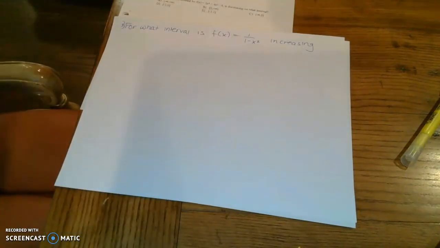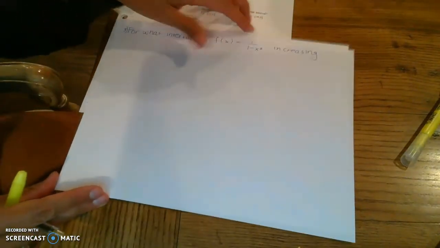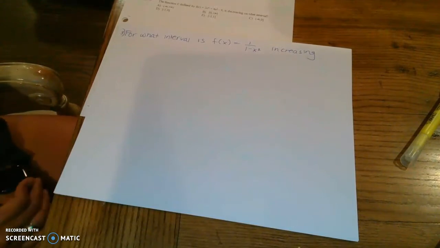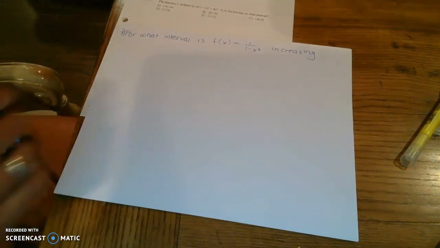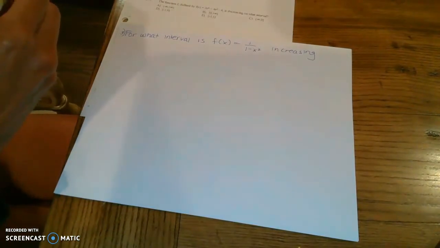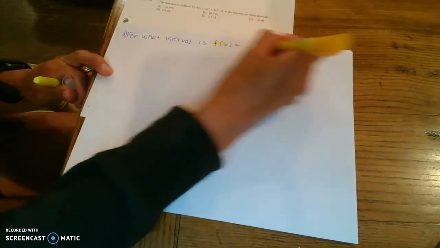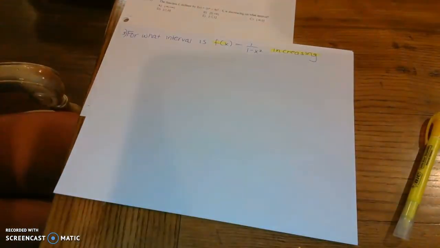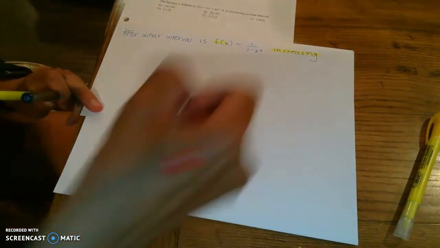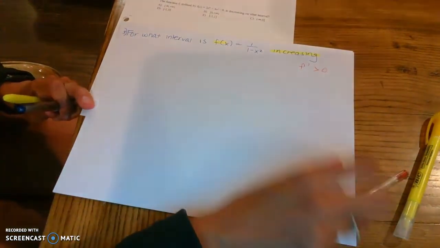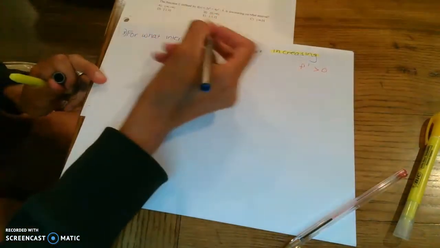Honestly, you could always be trying these ahead of time and then just pressing play and seeing if we match up. Okay, so for what interval is f of x equal to 1 over 1 minus x squared increasing? Again, the key word here is the word increasing. F of x is increasing when f prime, so I'm just going to write myself a note, f prime is greater than 0. So I need to go ahead and find the first derivative.